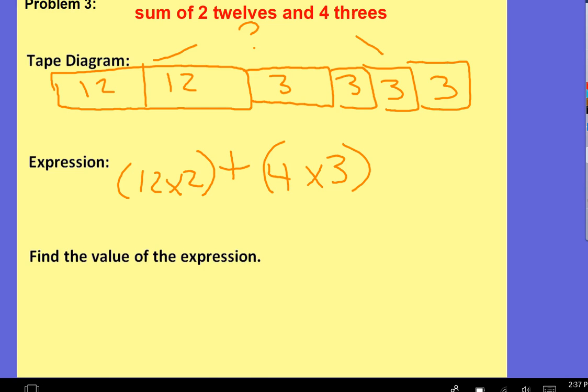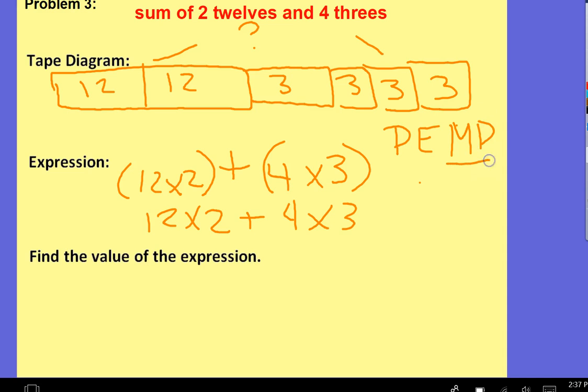Okay, now think about, why do I need to put those parentheses there? Actually, I don't, because this would be exactly the same expression using our order of operations when we have parentheses, exponents, multiply, divide, remember those are on the same level, and then add and subtract, also on the same level. If we look at this, we would solve our parentheses first. Here, without parentheses, I would still solve my multiplication problems first before getting to the addition.